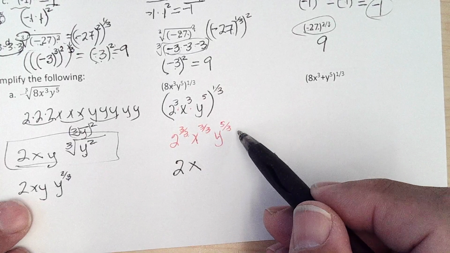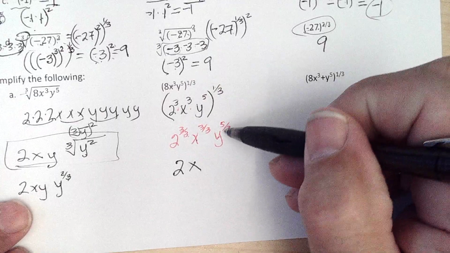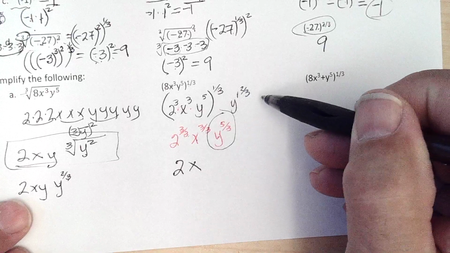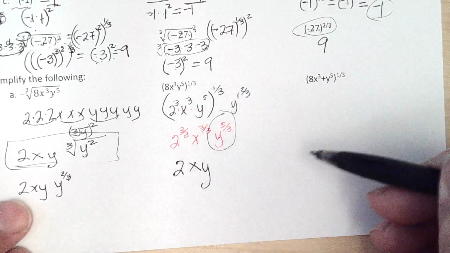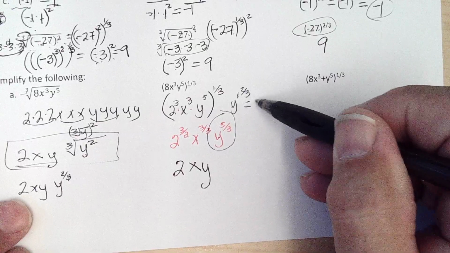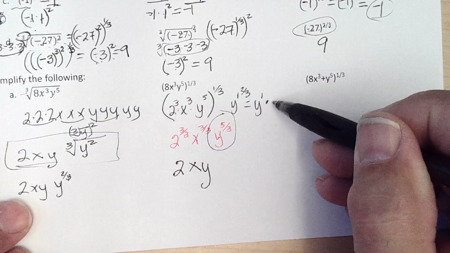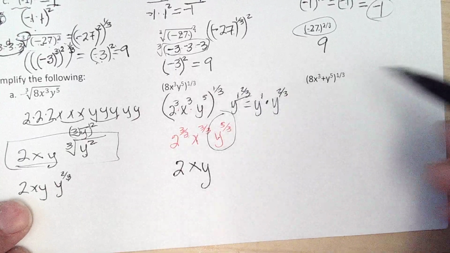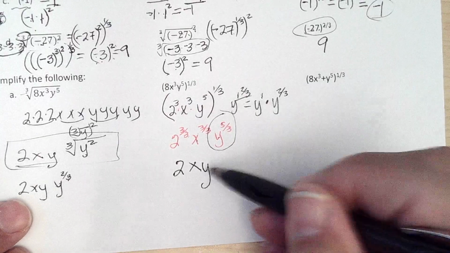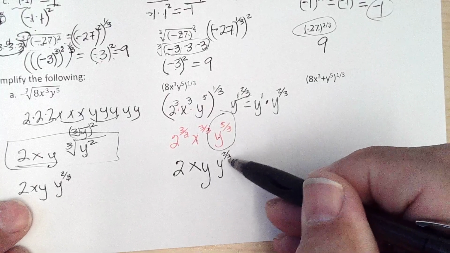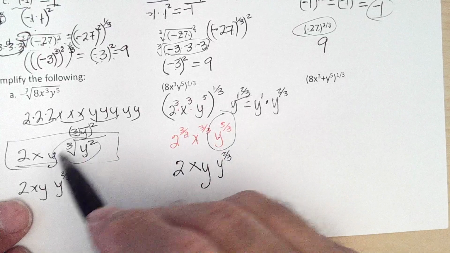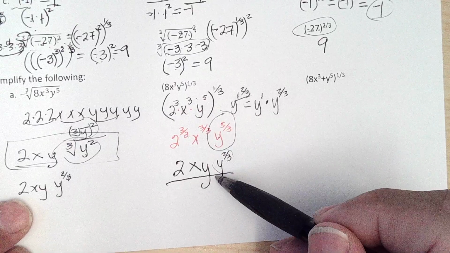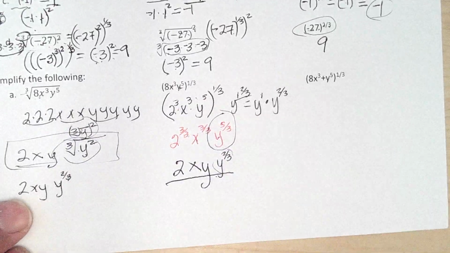Y to the 5/3, that's an improper fraction. This is the same as y to the 1 2/3. So y to the 1 is a y. This is the same as y to the 1 times y to the 2/3, because if you're multiplying, you add the powers and you get 1 2/3. So we get y to the 2/3, which can be written this way, or left this way. So this simplifies to this, or this, or this. This and this are the same.